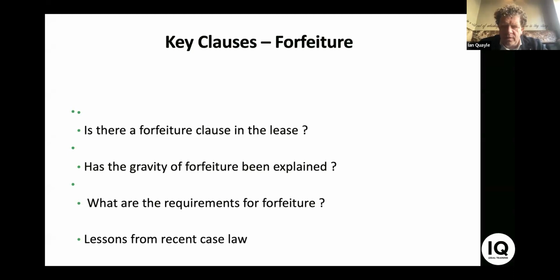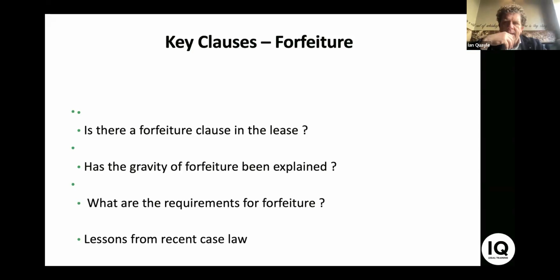And yes, leaseholders are entitled to relief from forfeiture, but the important point is forfeiture is not an archaic concept within a lease that's interesting for law students. It is a vehicle for ensuring enforcement and compliance with covenants, and is ultimately a means for a landlord to gain possession and indeed a huge windfall. So, is there a forfeiture clause in the lease? Explain to the client what that clause provides, and explain to the client the gravity of forfeiture.